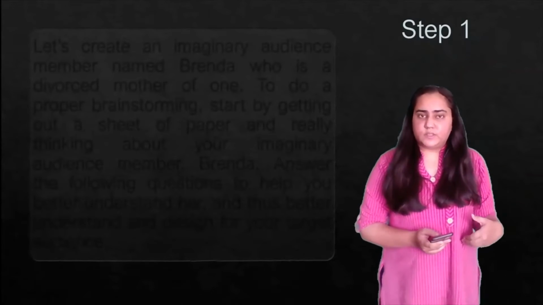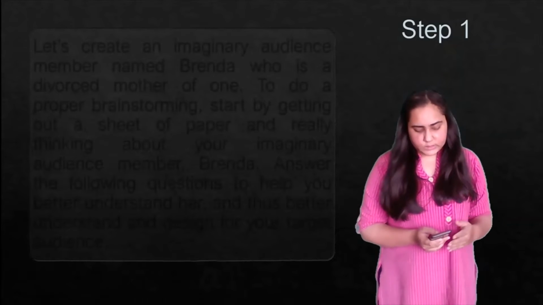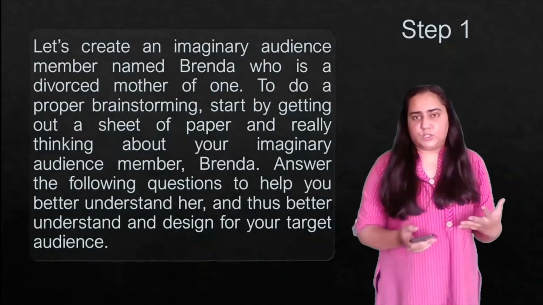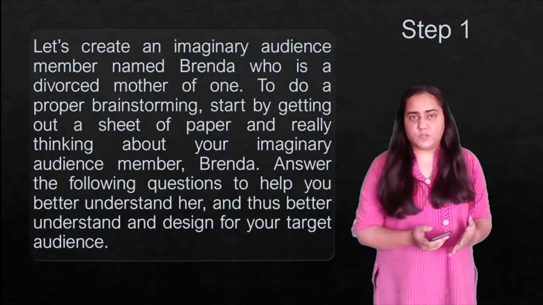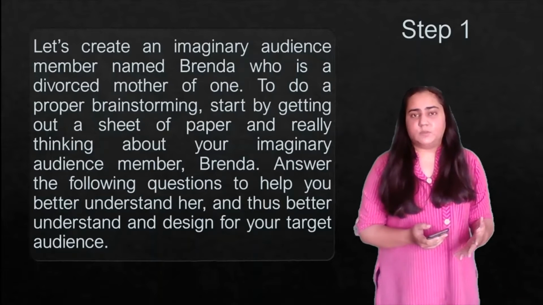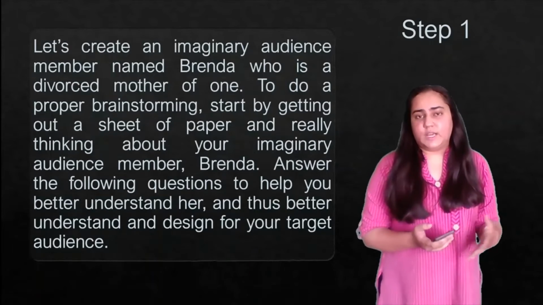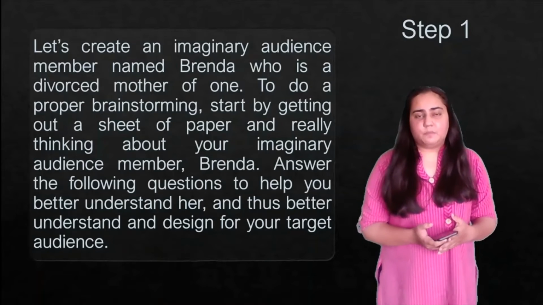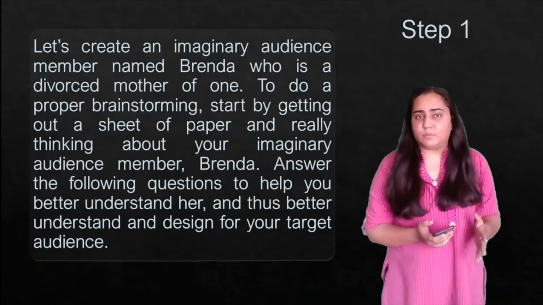Now let's go through this whole process step by step. So the first step of this process is brainstorming. So what you would do here is to create an imaginary audience member named, let's call her Brenda, who is a divorced mother of one. So she has a child and she's divorced, and her name is Brenda. And so this is our imaginary audience member.